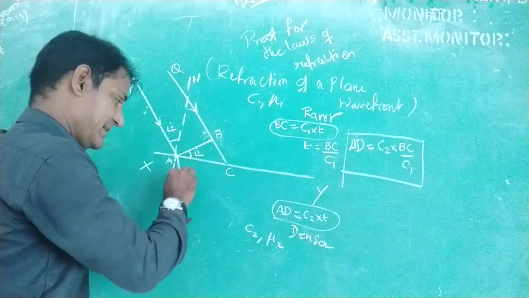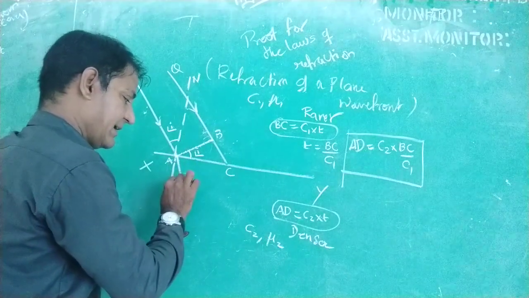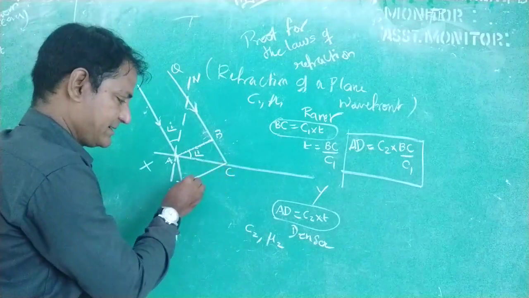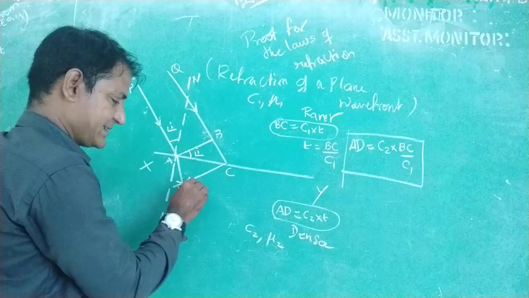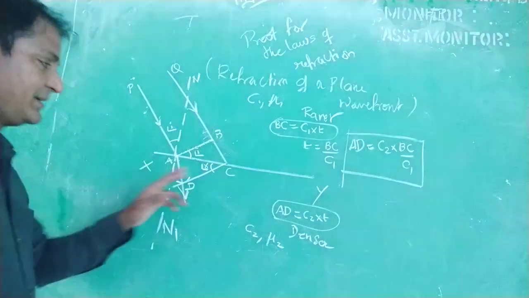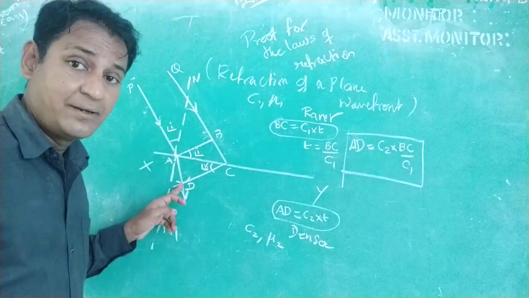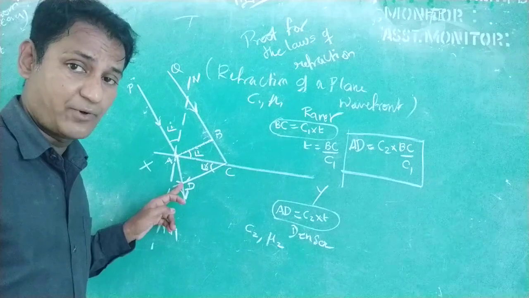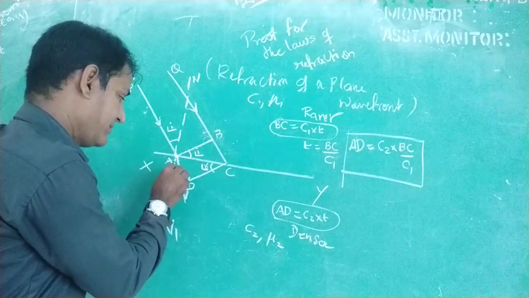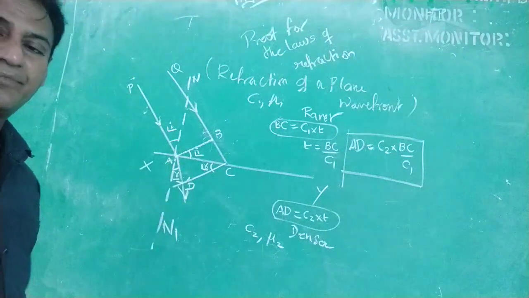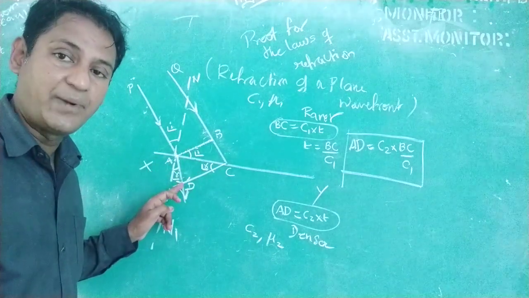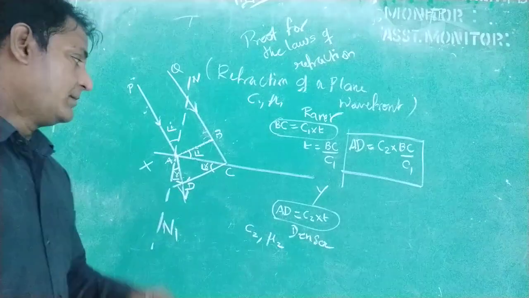draw an arc. From the point C, draw a tangent which touches this arc. Mark this point as D. Here, this is the angle of refraction. CD is called the refracted plane wavefront, and AD is called the refracted ray. So this is the angle of refraction, right? So AB is the incident plane wavefront, CD is the refracted plane wavefront, right?